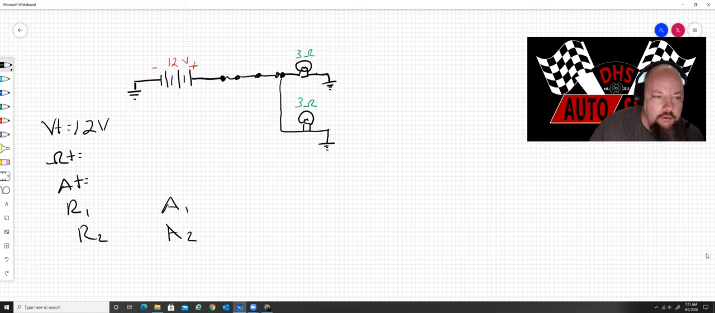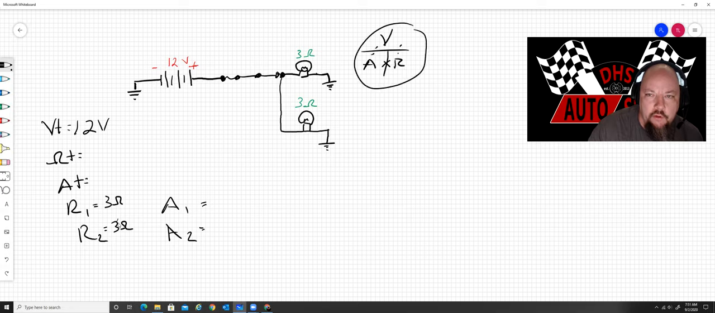So we don't know our resistance total. We don't know amperage total. So we got to solve the branches here. We do know that on branch 1 and branch 2, we do know our resistances. So we can start there. We have 3 ohms here, and 3 ohms. Okay. Now, very much like working with series circuit math, Ohm's law pie still functions here.